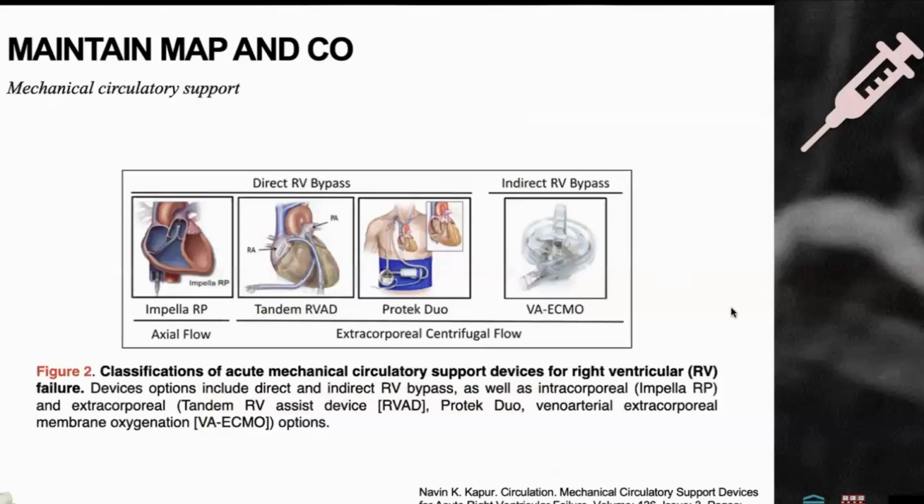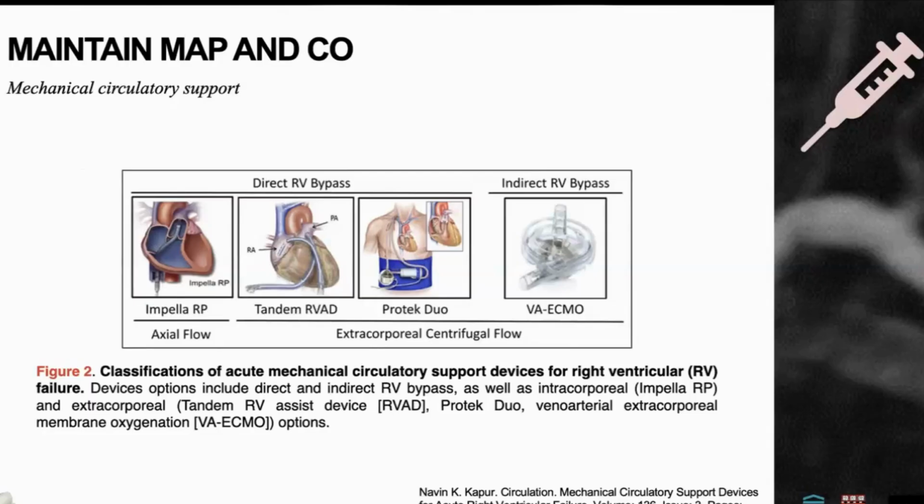All right, and then we're going to talk about devices a little bit, because this is a very complex topic and it deserves its own lecture, but I'll do kind of a surface level overview. So what devices are you going to be thinking about in someone who has RV failure? Very fundamentally, you want to bypass the RV with devices. So you're looking for a device that takes blood out of the IVC, SVC, or right atrium, and with its own pump, pumps that blood up into the PA or into the systemic circulation, basically.